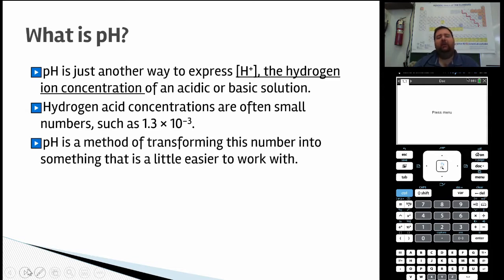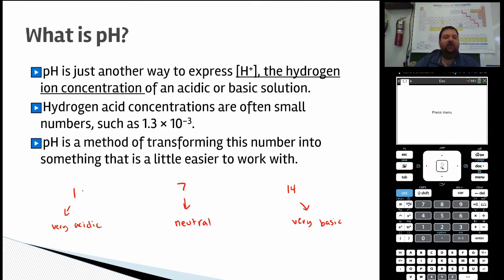When we convert a molarity number into a pH number, the purpose of doing that is just to give us something a little easier to work with. We know from previous courses that the pH scale goes from 1 to 14, 1 being very acidic and 14 being very basic. And what's in the middle of 1 to 14? The 7. And what is this? This is something that's neutral, like water or blood.